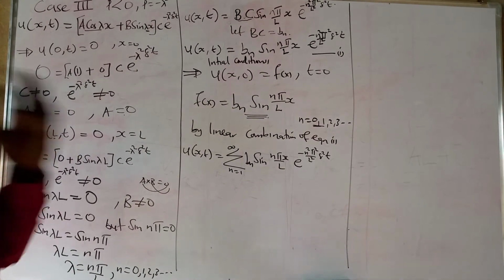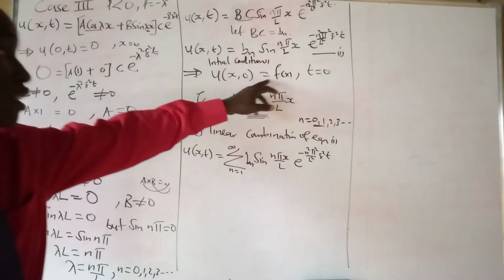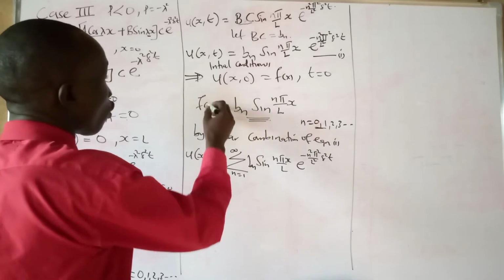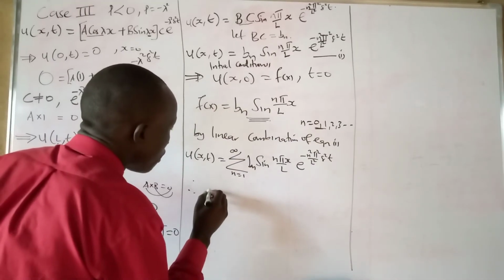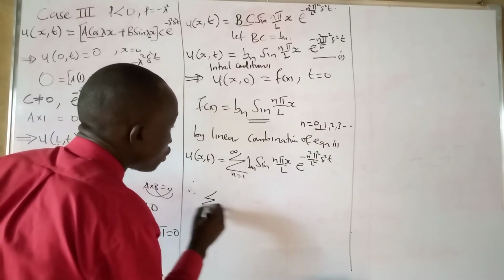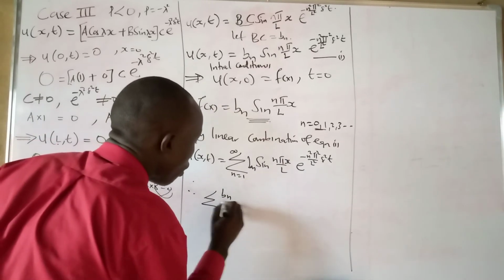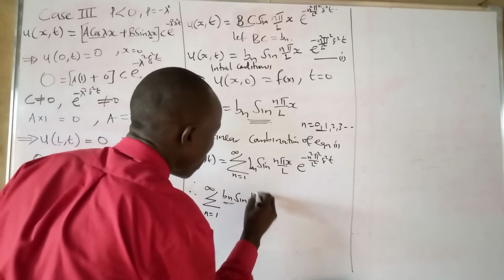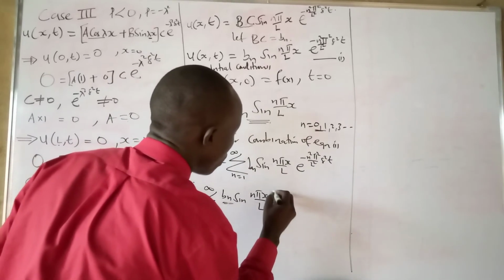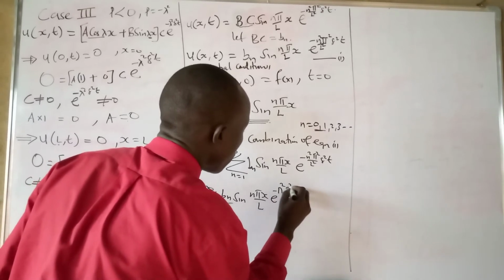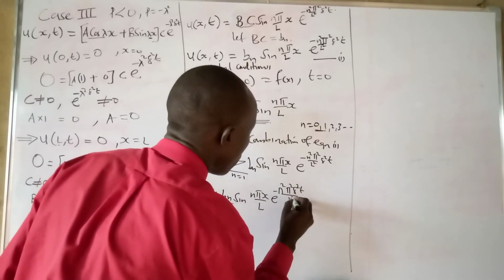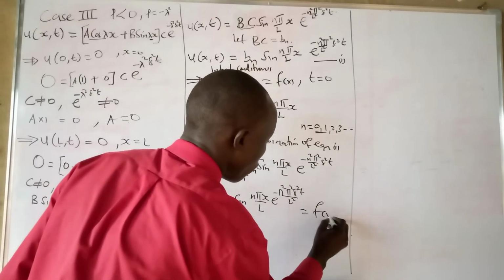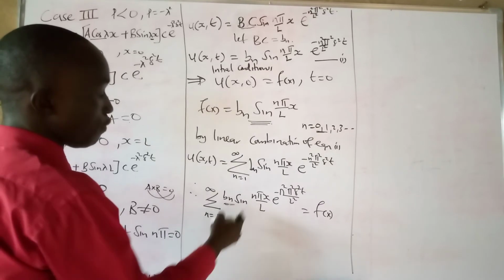So after getting that, our initial conditions are like this. So that means our t was 0. Now if you compare this, you find out that our summation of bn from n equals 1 to infinity, sine of n pi x over L, exponential negative n squared pi squared sigma squared t over L squared, is the same as our function of x. So if you compare this, you find that it's a Fourier sine series.